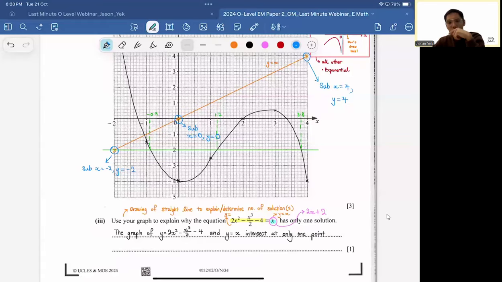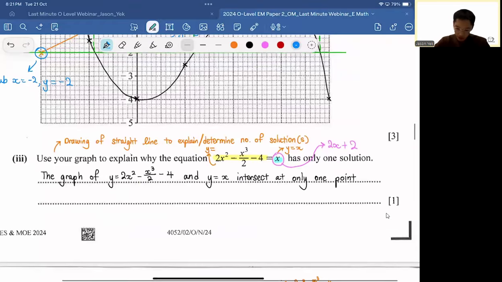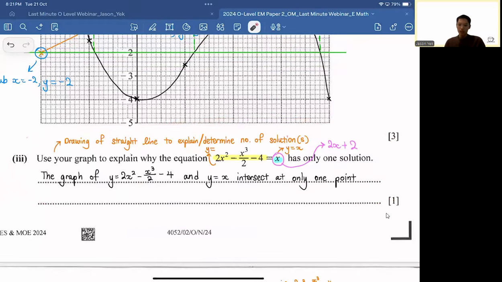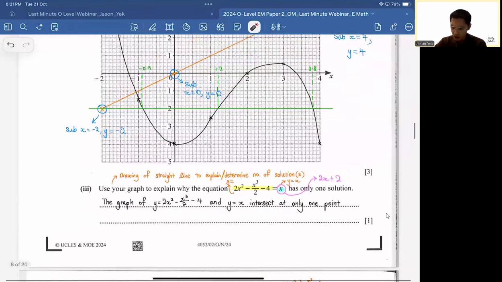Yeah, paper 1, usually they will draw the graph for you because it's a short question. All right, so let me just run through part 3. Use the graph to explain why the equation has only one solution. You just draw the line, explain. That's the start. Now, the next one, one of y'all asked me, I can't remember who.